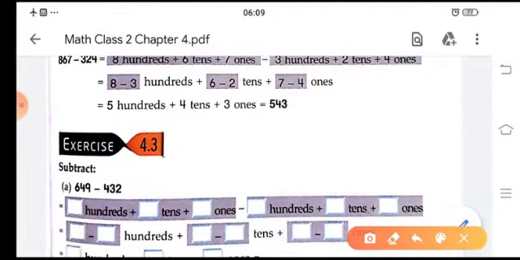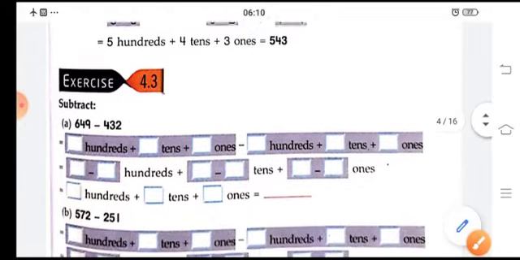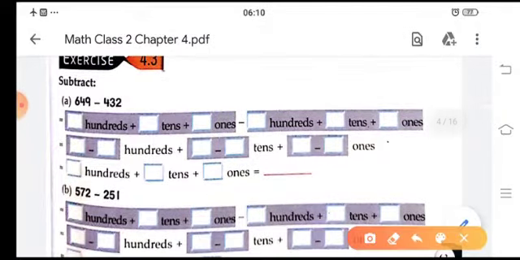Then what does it become? 8 minus 3 is 500, 6 minus 2 is 4 tens, 7 minus 3 is 4. So we'll get 543. So let's do exercise 4.3. First, we will subtract 432 from 649. First we write it in expanded form: 600, 4 tens and 9 ones. Similarly 400, 3 tens, 2 ones.